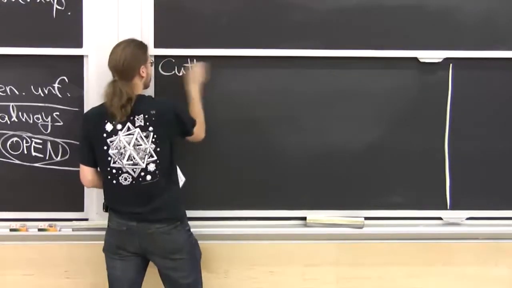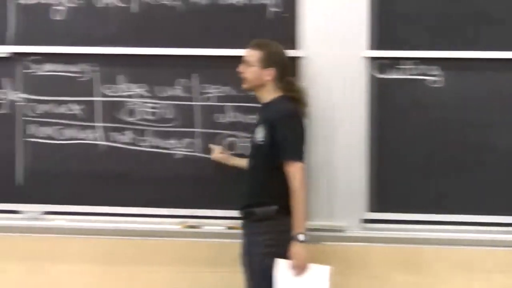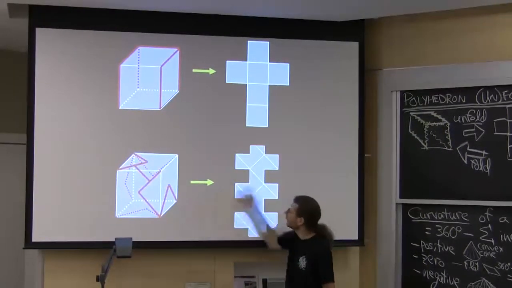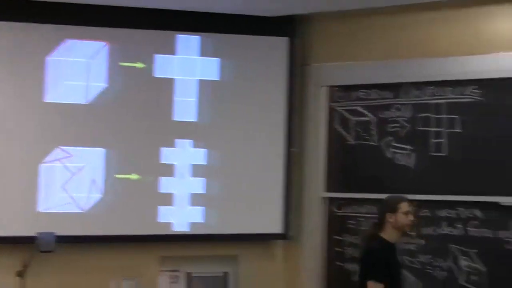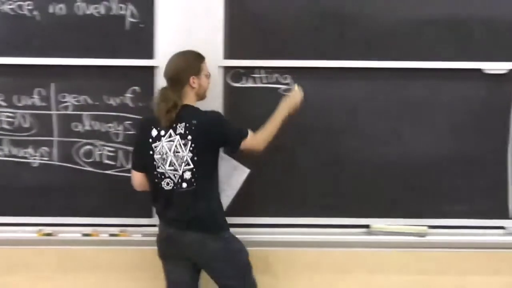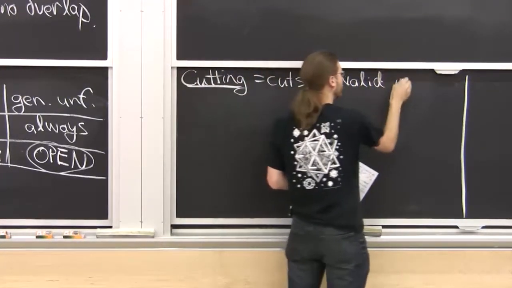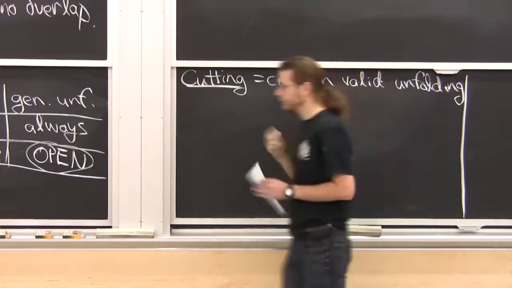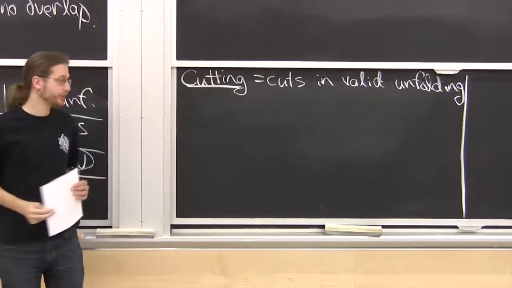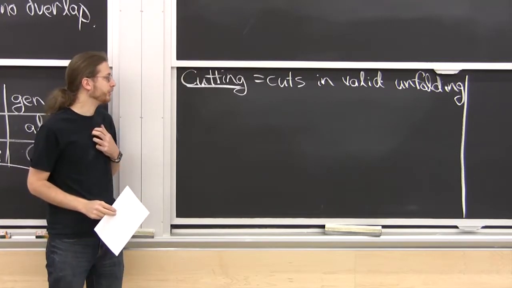Then we have the idea of a cutting. Cutting is just: what edges do you cut? It's the red stuff in this picture. What edges do you cut in order to unfold? So this is an unfolding, the mapping here, but the red part is what I'll call the cutting. Sometimes it's also called an unfolding, but that can be a little confusing. The main point here is I want to talk about what constraints a cutting must satisfy in order to be valid, so we can get a sense of what is happening here.